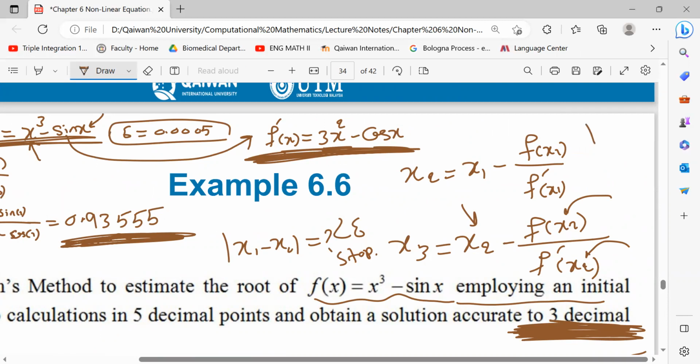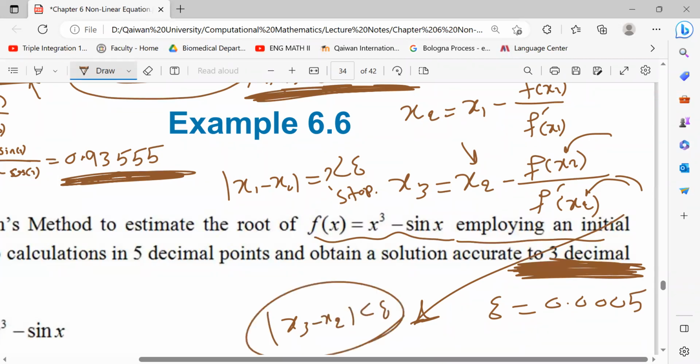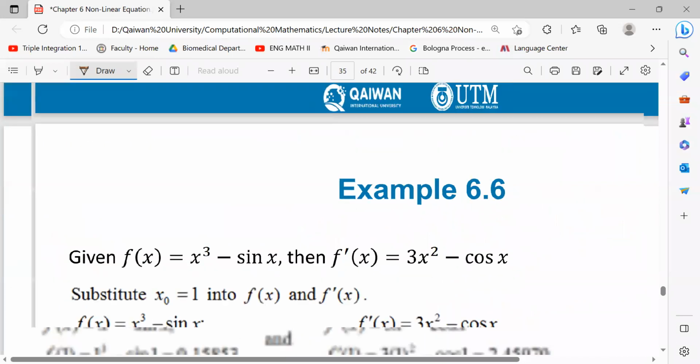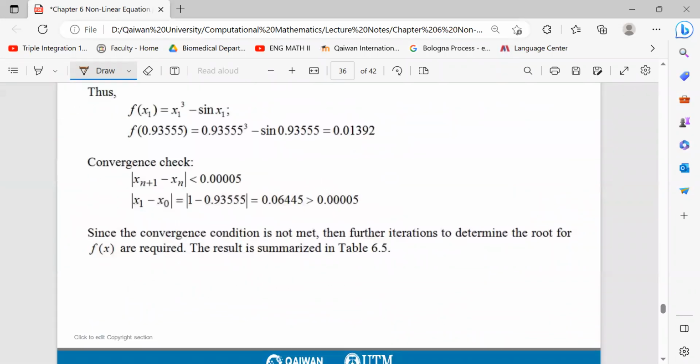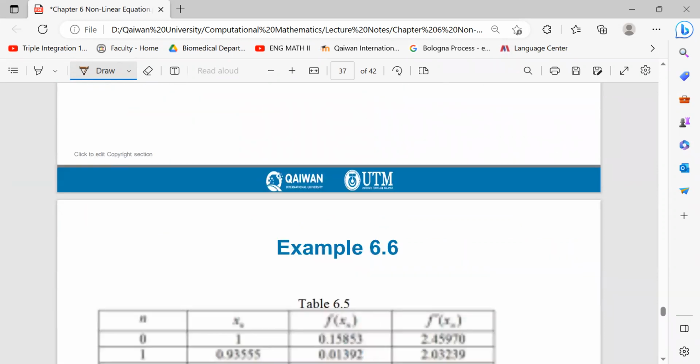The last two successive points. We say x2 minus x1. If it's less than epsilon, we stop. If not, we continue. Then we get here. If it's not less than epsilon, we continue to get this. We say x3 minus x2 in absolute value. If it's less than epsilon, we stop. If not, we continue. That's it. As you see, it's less than 0.0005. So you stop here. Okay?